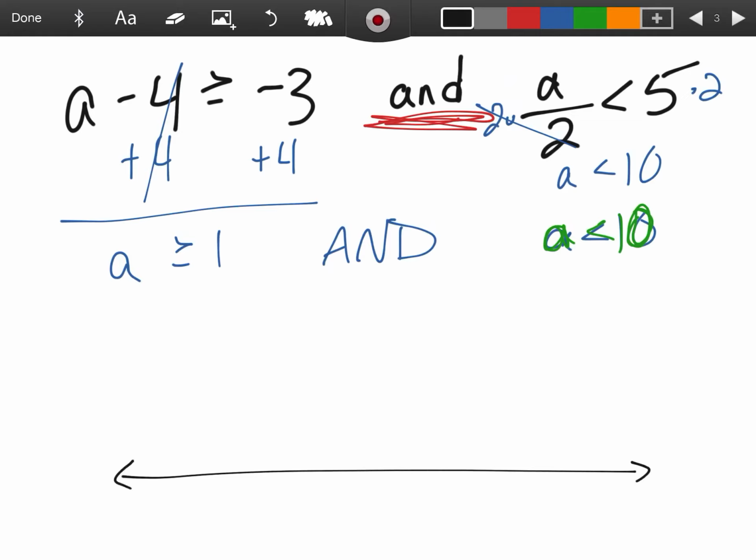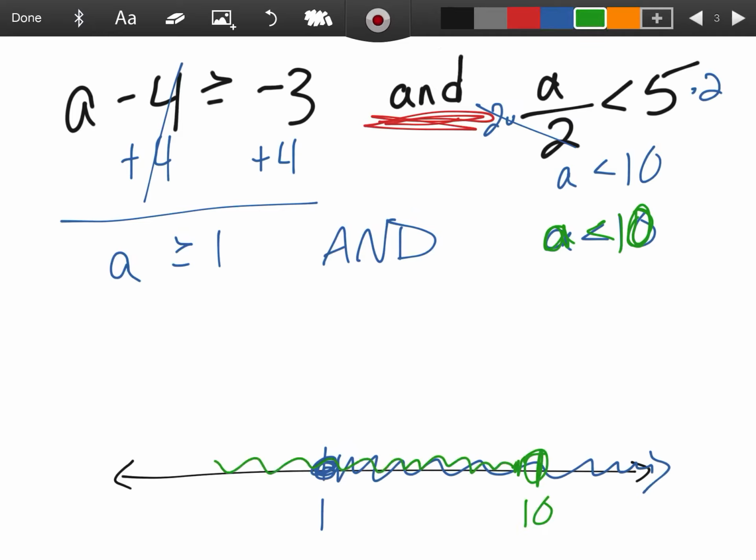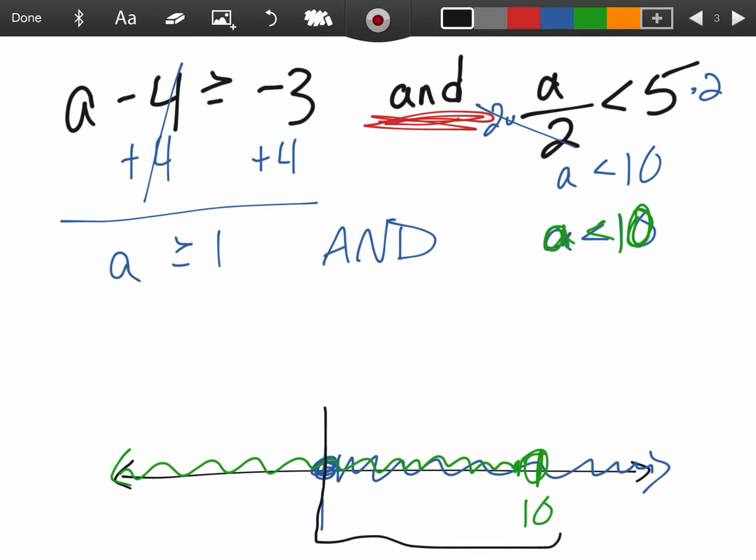If I graph a is greater than or equal to 1, let's say 1 is here, it's filled in, and then I graph everything to the right of it. Well, a is less than 10. Let's say 10 is right here. I have an open circle, and then I graph everything to the left because it's a less than sign. Well, we are looking for where it overlaps. So on the number line, it's going to overlap right in here from 1 to 10.